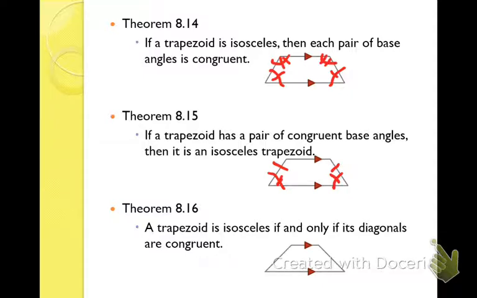The next theorem: a trapezoid is isosceles if and only if its diagonals are congruent. So if this diagonal is congruent to that diagonal, those two are the same, then I can say these two sides are the same length.